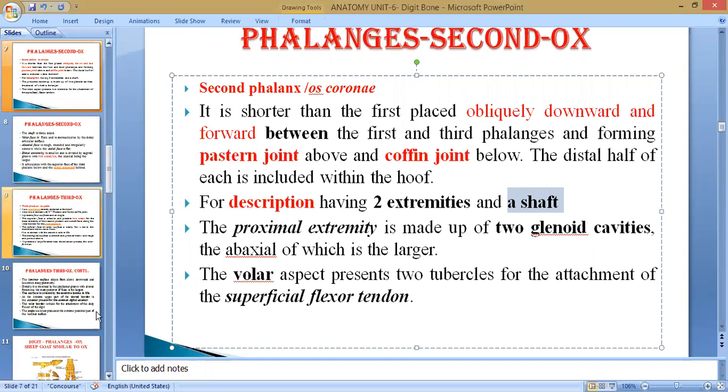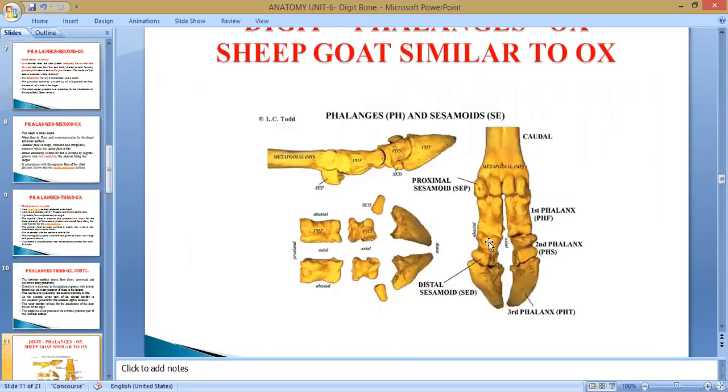He is talking about this one. Proximal extremity means this one. This is the first and this is the second. So this is the proximal extremity and this is the distal extremity. Like this one, it is also divided into two parts, here also divided into two parts, that is axial and abaxial. And this abaxial, laterally, is higher in position and bigger in comparison to this medial part.